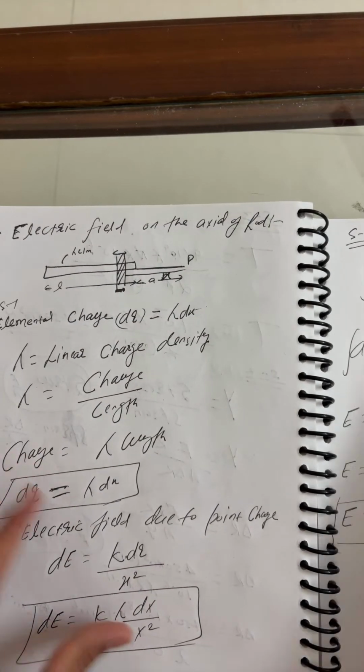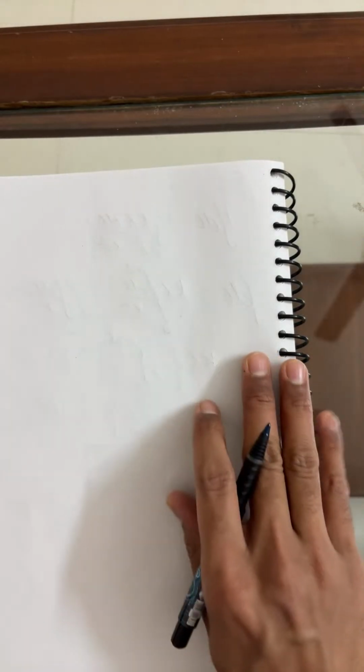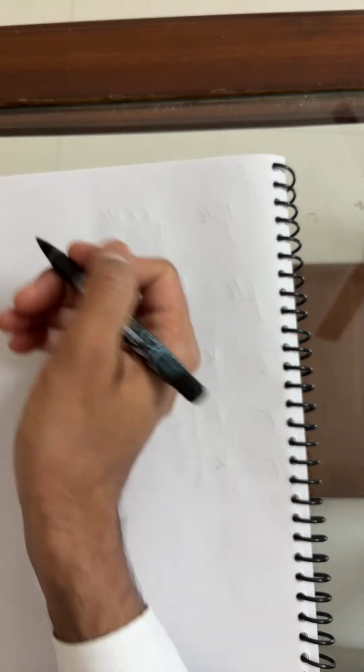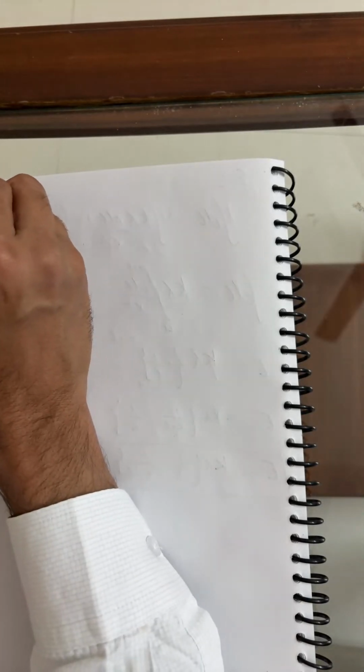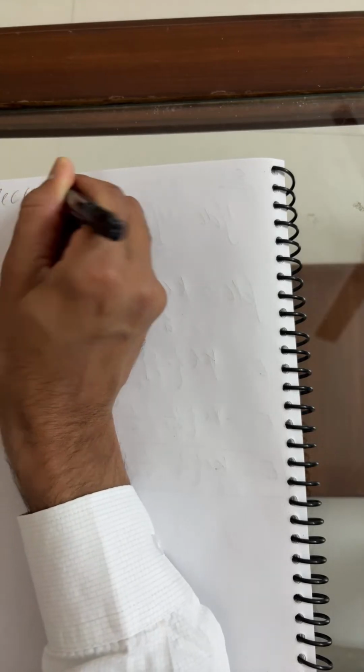This was the first question: what is the electric field on the axial point of a rod? Next question: electric field at an equilateral triangle, or you can say electric field at an equatorial point, or the perpendicular point of the rod. This is the electric field at an equatorial point of rod.